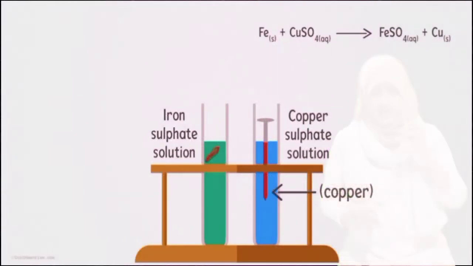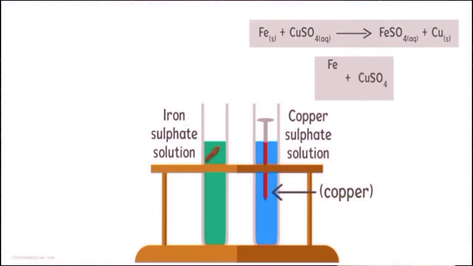Well, this coating on the iron nail happens because the iron displaces the copper from the copper sulfate solution. Whereas there was no reaction seen in the test tube in which we had placed the copper wire. And that is because iron is more reactive than copper.